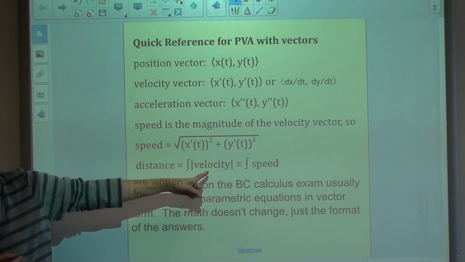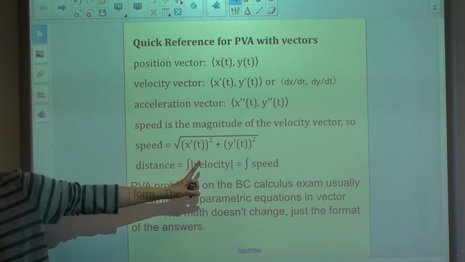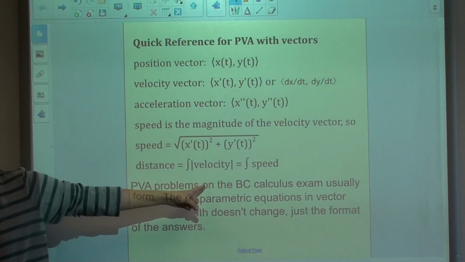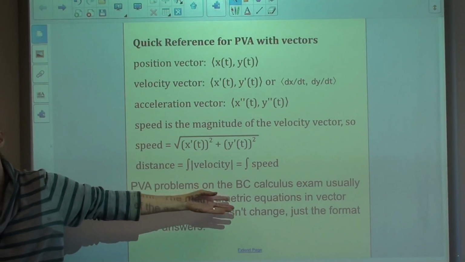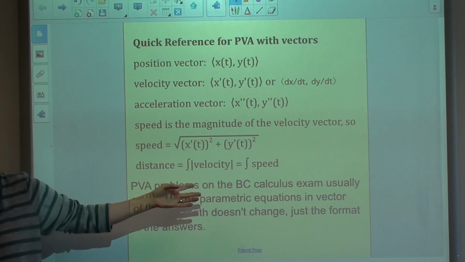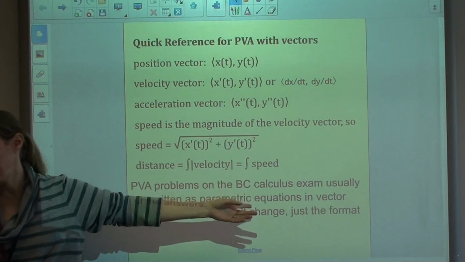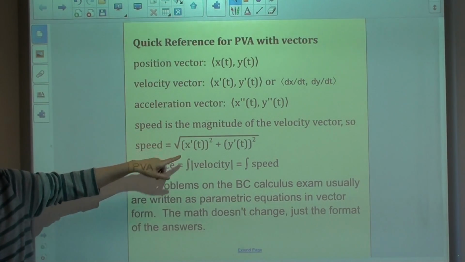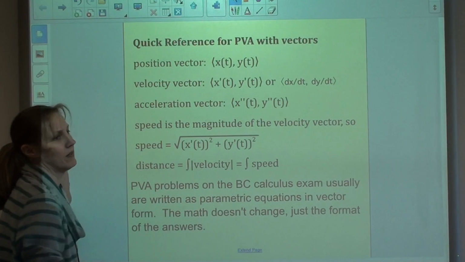Distance is the definite integral of the absolute value of velocity. What is the absolute value of velocity? Well, that's speed. So distance is actually the definite integral of the speed, which in this case you would use this function for your speed.